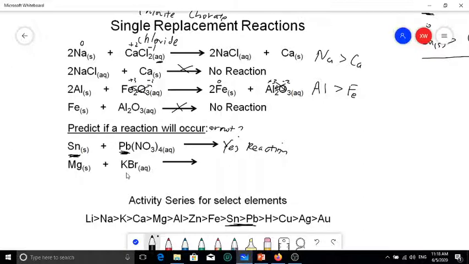Magnesium plus potassium bromide. It's between magnesium and potassium. Potassium's here, magnesium's here, so magnesium is less active than potassium, which means magnesium is not capable of displacing the potassium out, so there's no reaction. Even though magnesium in general is a pretty active metal. So you can see whether a reaction will occur or not does not depend on whether you are active or not. It depends on the relative activity between two elements. So this is the single displacement reaction.